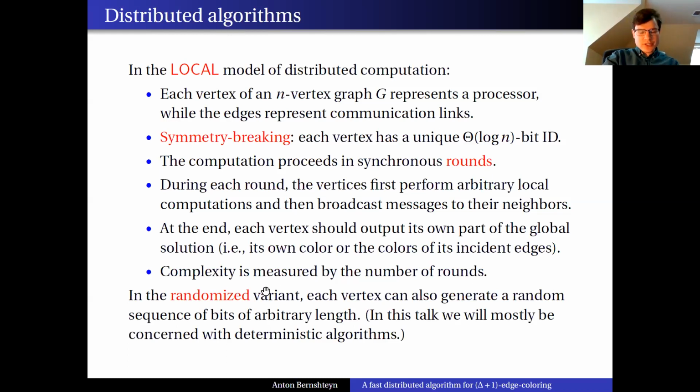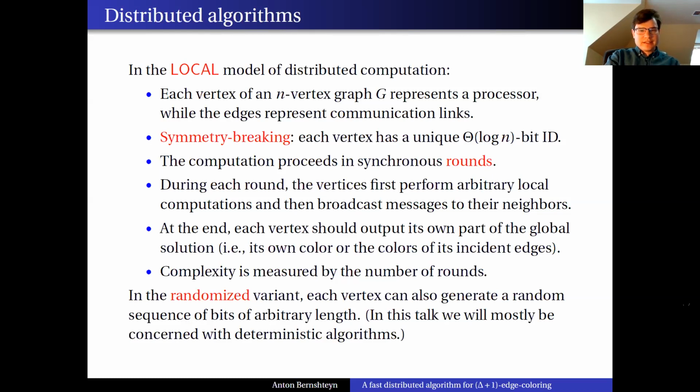At this point I should add that most of the time in this talk I will be thinking about deterministic local algorithms, which is what I just described. And there is also a randomized variant of this model, where in addition to this setup that we have here, every vertex can generate a sequence of uniformly random bits that is arbitrarily long, and it can use these bits in its computation, and it can also send the values of these bits to its neighbors, compare them with the values of its neighbors, etc. And in the randomized version, the algorithm has to succeed with sufficiently high probability. All right, so this is the general framework of distributed algorithms.